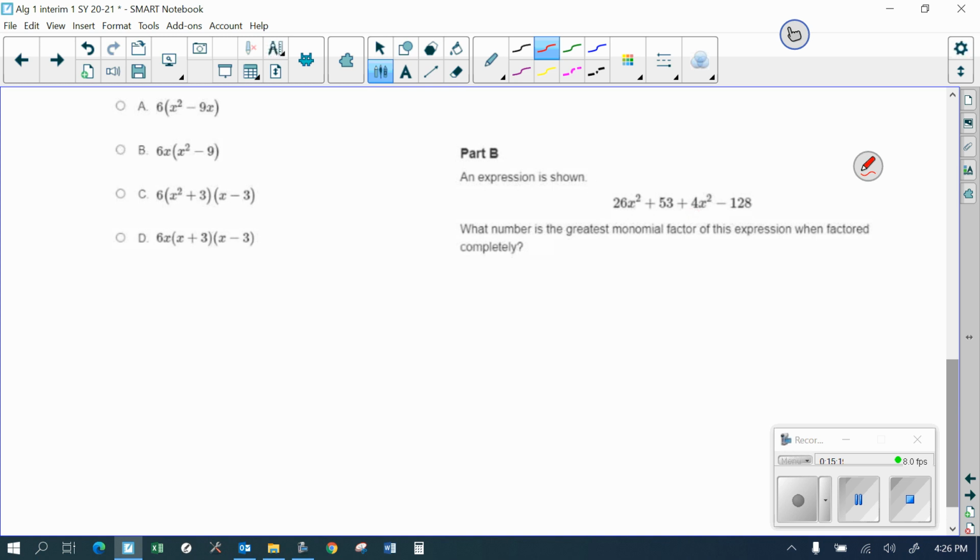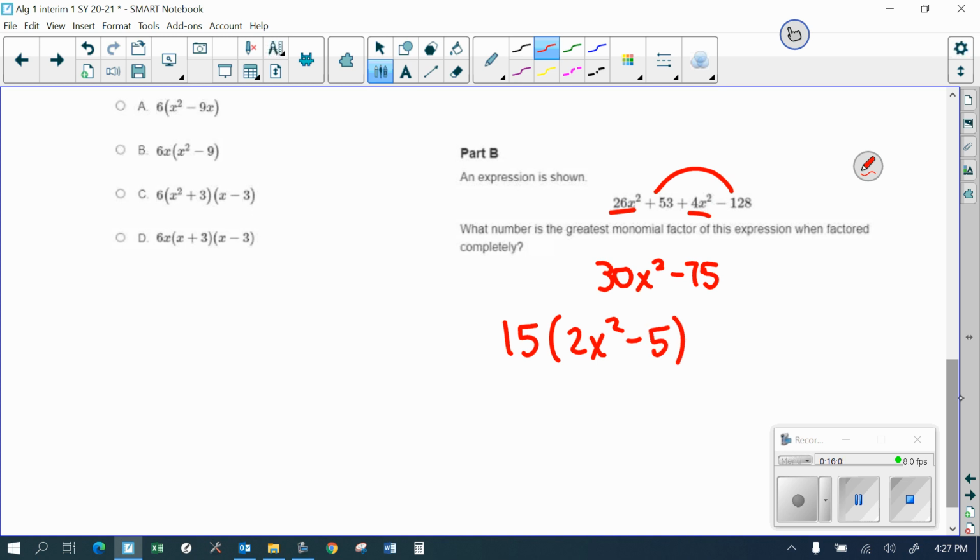So first I need to combine like terms. 26x squared plus 4x squared is 30x squared. 53 minus 128 is negative 75. Okay, so now I have that. Normally it's already combined like terms, but in this case it wasn't. So I guess you can say step one would be combine like terms. Now, what's the GCF between 30 and 75? 15 is. Can I take out an x from either? No, so it's 15. I have 2x squared minus 5.